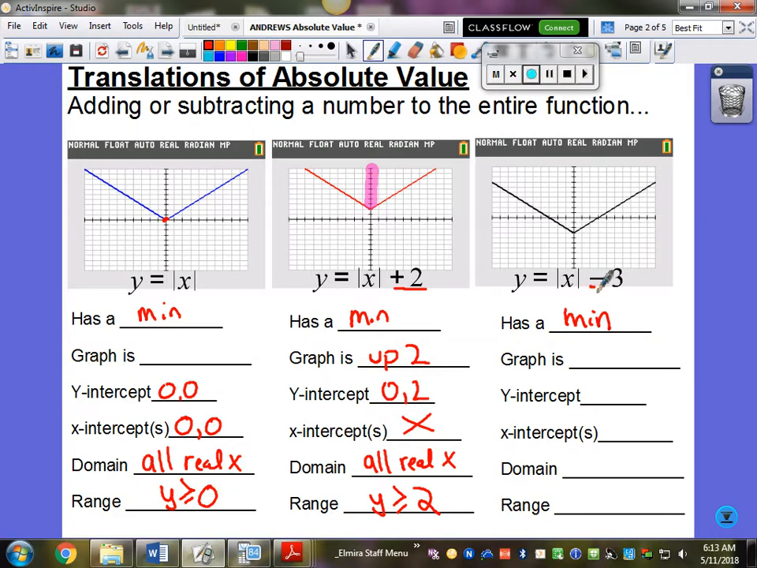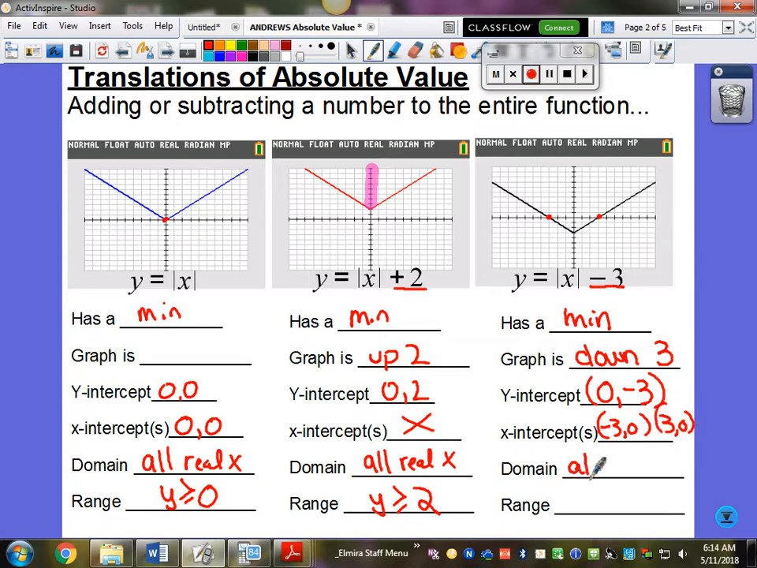All right, if we put a -3 at the end of the graph, what did that do? Well, it brought the whole graph down 3 units. So the graph is down 3. Now the y-intercept is at (0, -3). The x-intercepts are right here, at (-3, 0) and (3, 0).